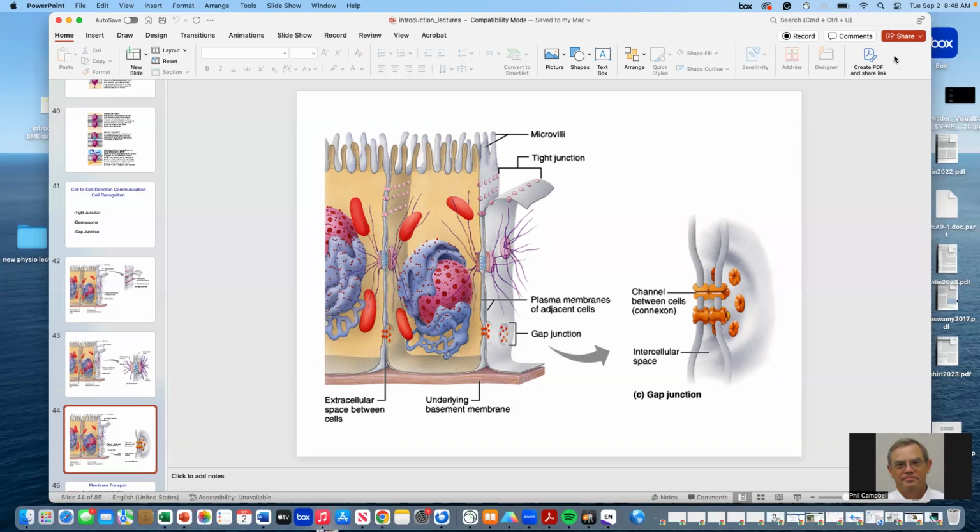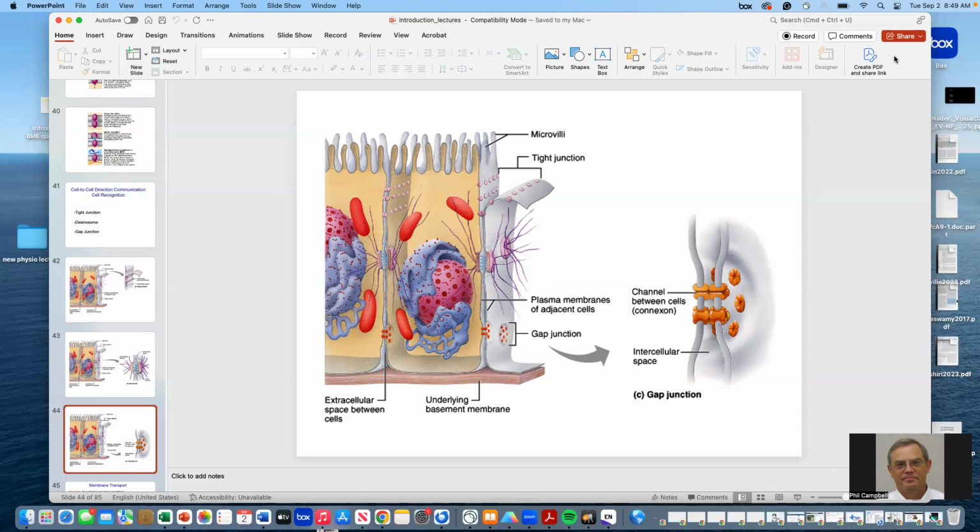The limitation is that the space is very small. So only particles or molecules less than, say, 0.3 nanometers, very small things like salts and amino acids, can pass through. But you can have direct exchange between two neighboring cells.